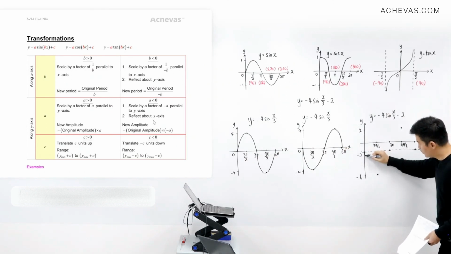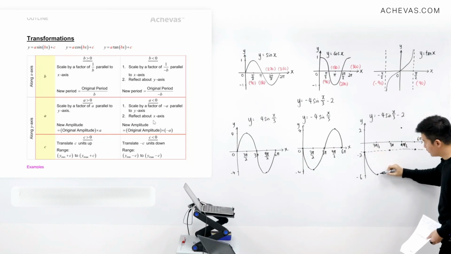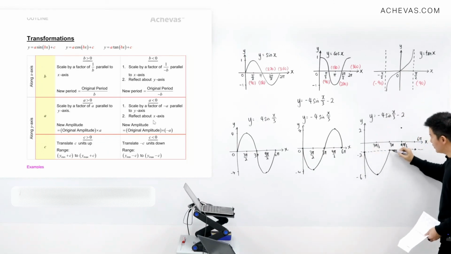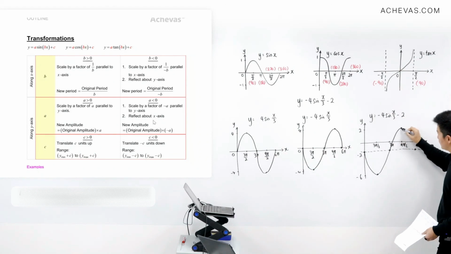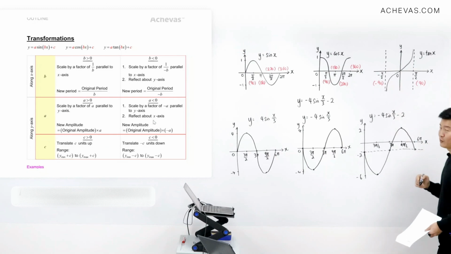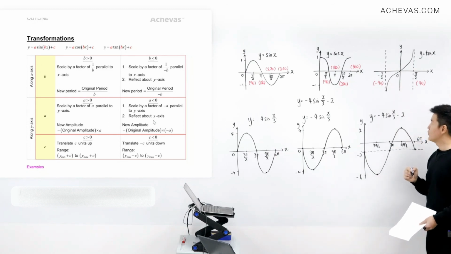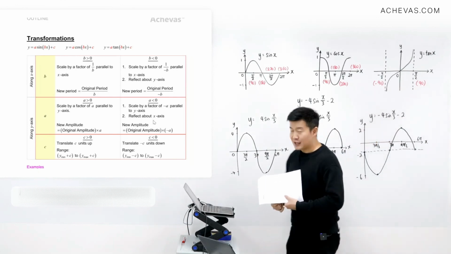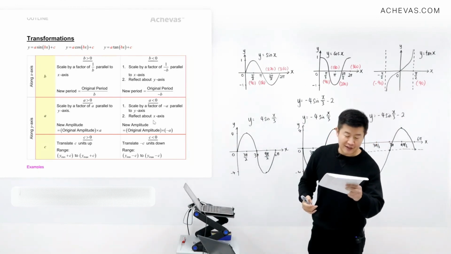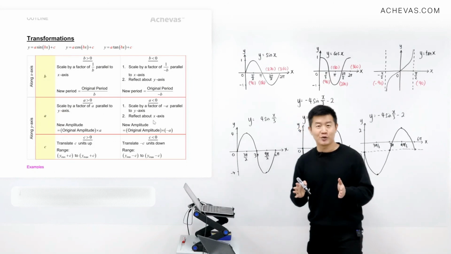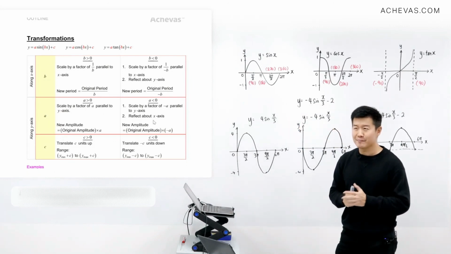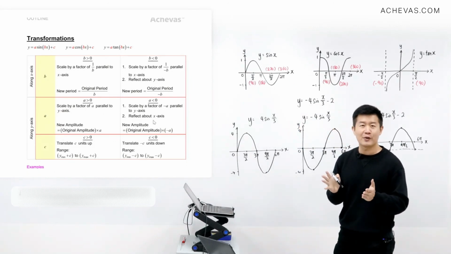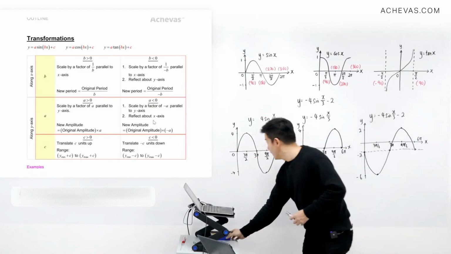And now I'm ready to draw my final graph. I will just connect all these points together to form for myself a smooth curve. And this forms for me my final graph of y is equal to minus 4 sine x over 3 minus 2. Let's look at our last example, and it is a tangent graph. We have not sketched a tangent graph so far, so will it be interesting or will it feel very different? Let's find out.